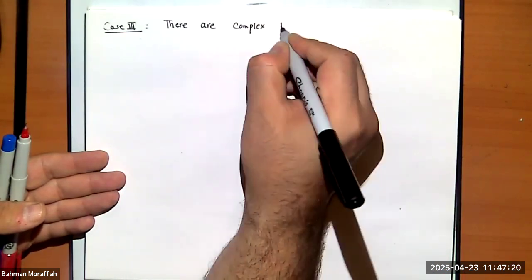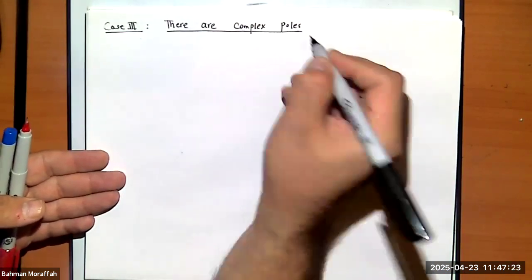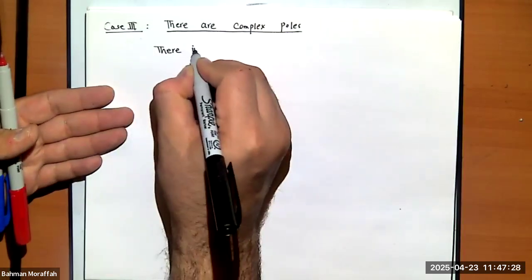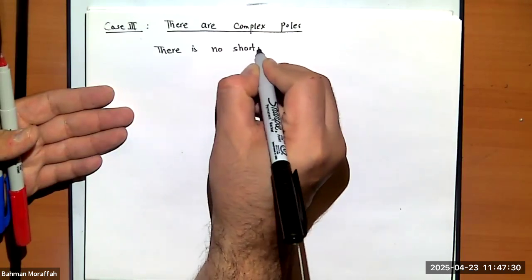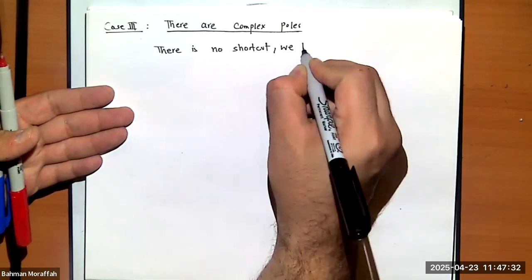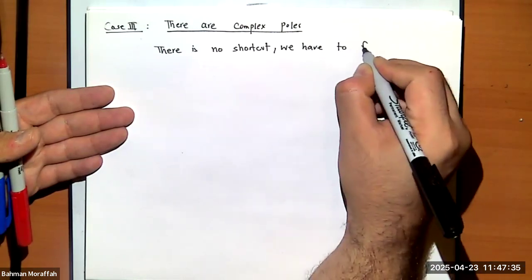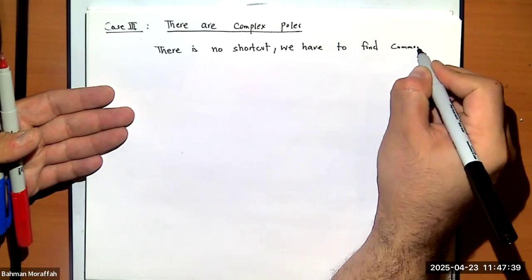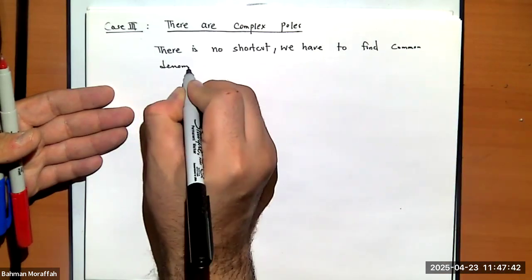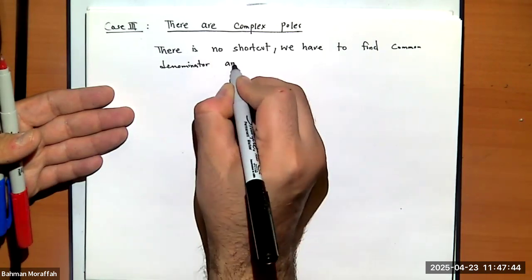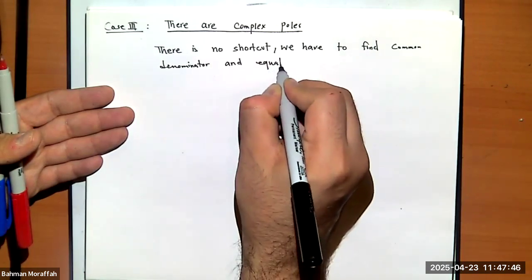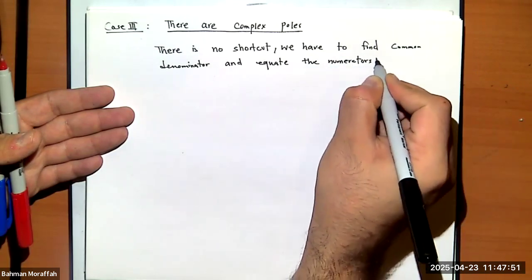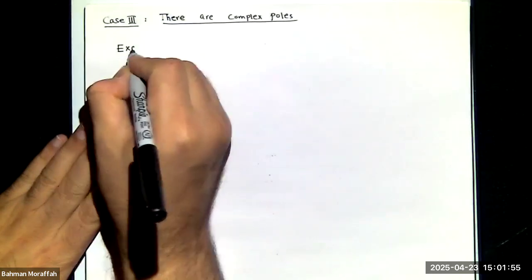Complex poles. And there is no shortcut. We have to find a common denominator and equate numerators. Example.